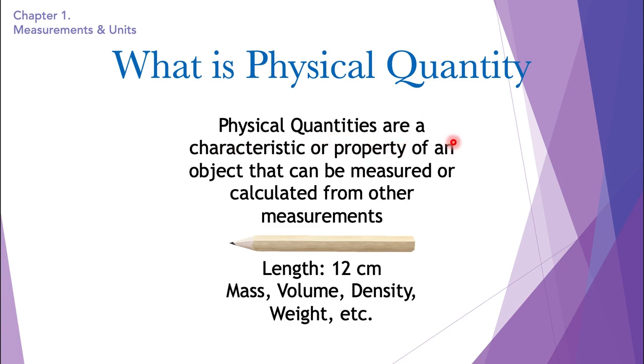Physical quantities are a characteristic or property of an object that can be measured or calculated from other measurements. Say for example, I have this pencil here, and I say that the length of this pencil is 12 cm. Now the length of the pencil is its physical quantity or property that can be measured or calculated from other measurements, which is in this case 12 cm.